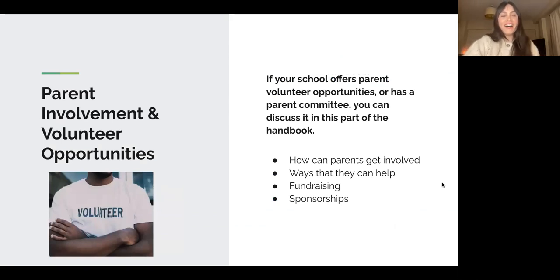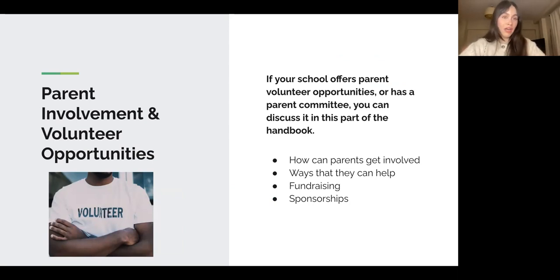Here's that question: parent involvement and volunteer opportunities. Again, this is another thing that you're clarifying with family expectations. If your school offers volunteer opportunities or has a parent committee, a parent association, you can discuss it in this part of the handbook. You can talk about how parents can get involved, ways that they can help. You can talk about fundraising. Even if parents may not have the time to volunteer, you can talk about how they can give or donate funds to your school. You can talk about how they can help with sponsorships maybe as well.